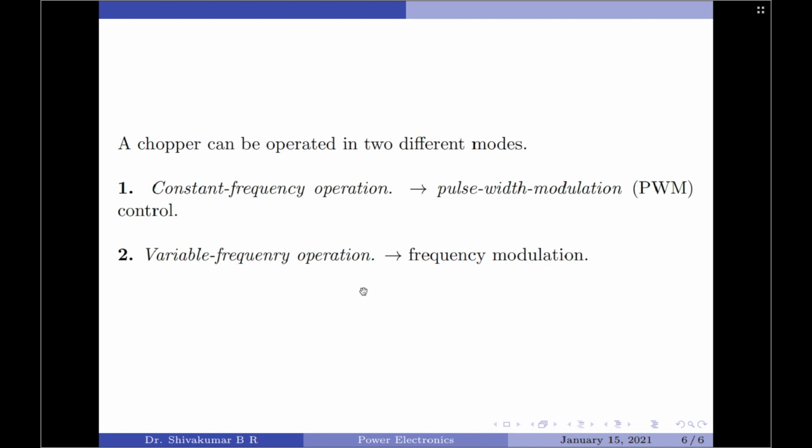Right. So, that is about a brief introduction to the principle of operation of a step down chopper with resistive load.